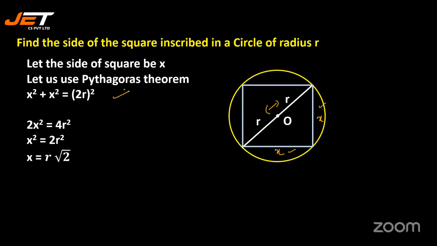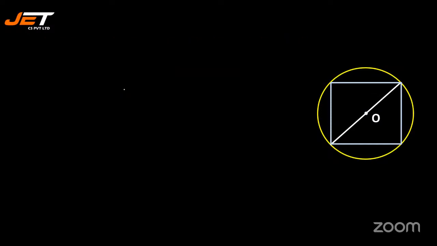So x is equal to, when we take the root of 2r square, for 2 we get root 2 and for r square we get r. So it is r root 2. All right. So we'll be using this formula and we'll be working out sums. Whenever we are asked to find out the side of the square, and that square is inscribed in a circle, right? So x is equal to r into root 2. All right.